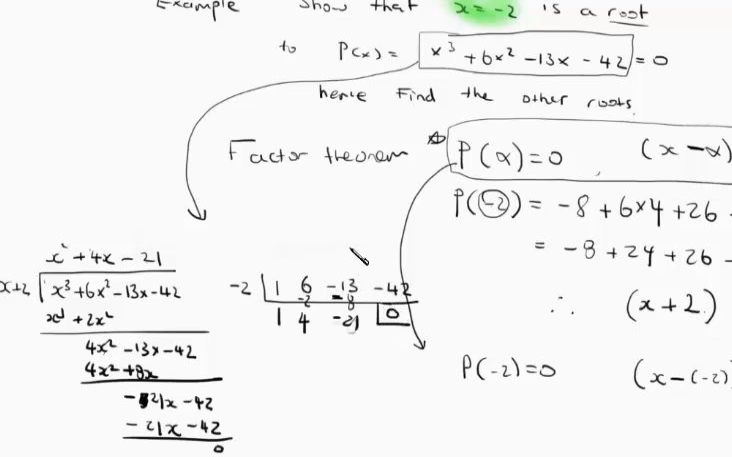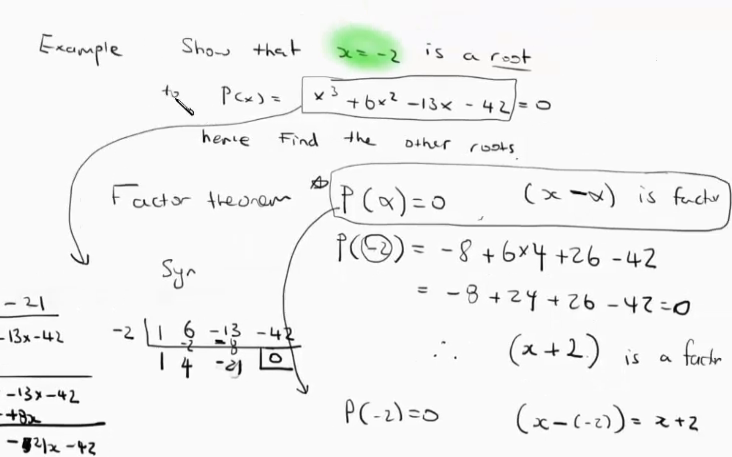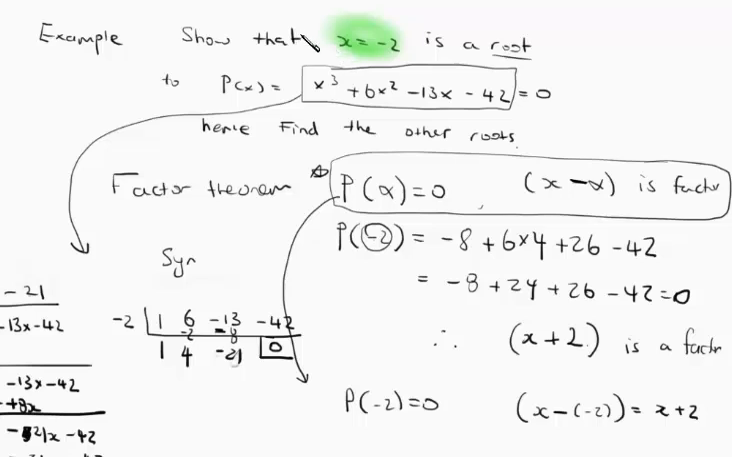So definitely, if you learn synthetic division, you can do it a lot faster. You can see that, right? So let's go back to the actual wording of the question. It says show that x minus 2 is a root to this one. Hence find the other roots. So we plugged in minus 2 and found that this is 0. And therefore x plus 2 is a factor. Right? So this is a root.